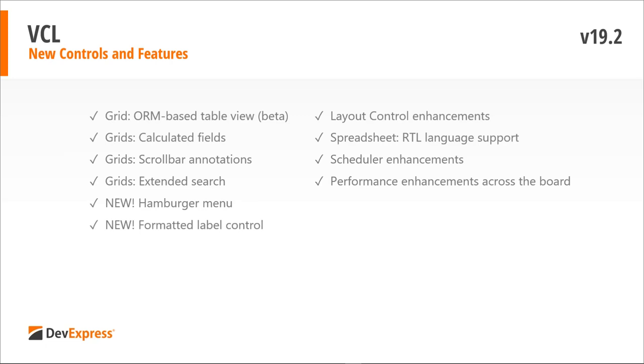For the grids, we've added calculated fields, scrollbar annotations, an extended search facility. We have a new hamburger menu, as Amanda mentioned, and formatted label control. I'll be showing you all of those. The layout control, a few enhancements there, spreadsheet right-to-left language support, which is kind of cool, actually. Scheduler enhancements, and basically there's a whole bunch of performance enhancements across the board. My recommendation is definitely to upgrade to 19.2.